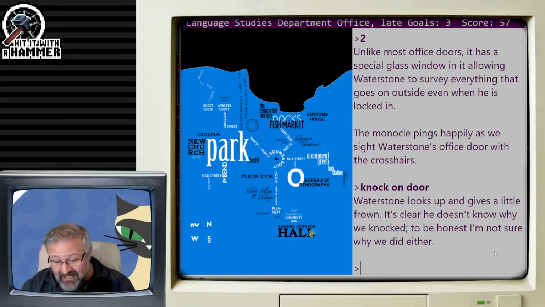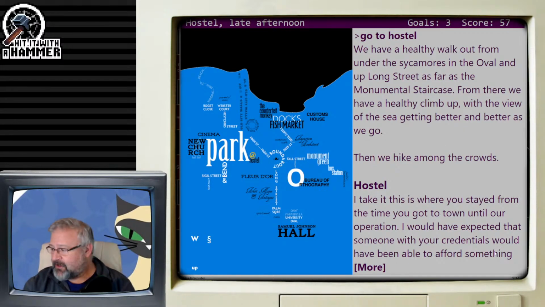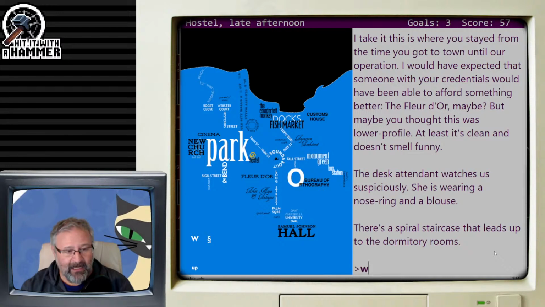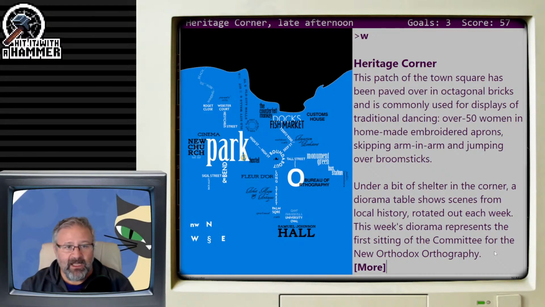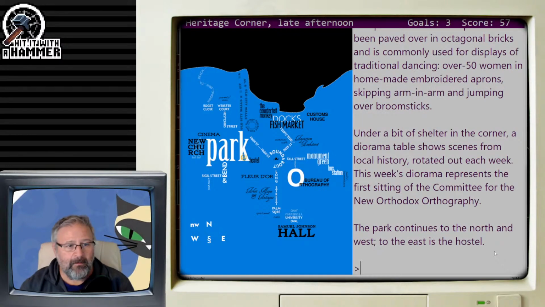I have no idea what that is, but I did remember when I was mapping, if we go to the hostel, and we can literally just go anywhere we want on the map now. So we just go to the hostel. Outside the hostel it says, under a bit of shelter in the corner, a diorama table shows scenes from local history, rotated out each week. This week's diorama represents the first sitting of the Committee for the New Orthodox Orthography.